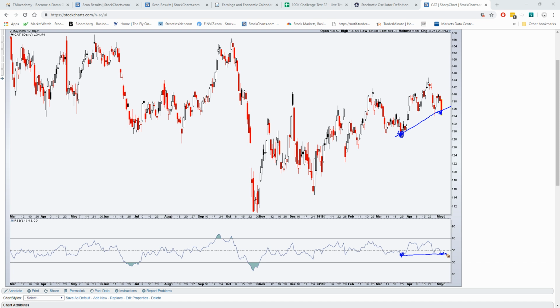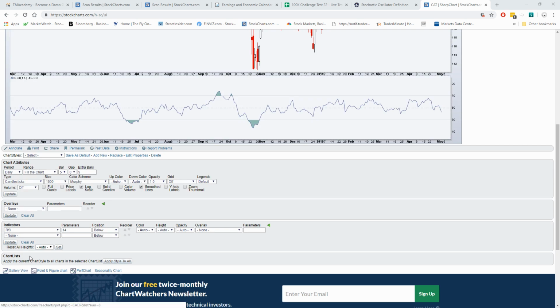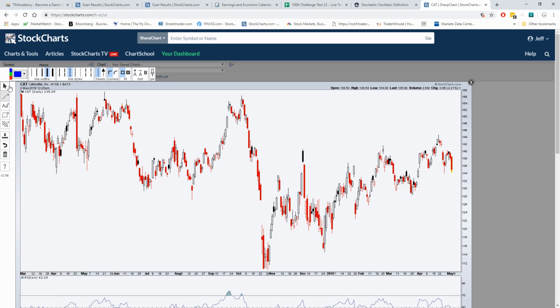Now, that's not the way most people are going to look at divergences, but for me, when I look for the RSI and divergences, I just look at levels that are the same and see where that stock price is. Is that stock price at the same level? So let's go use CAT for a few examples here.